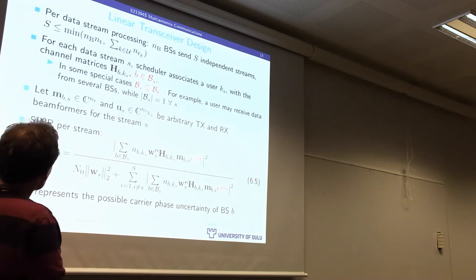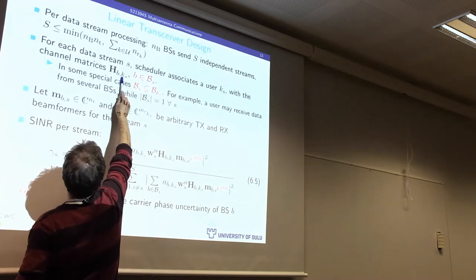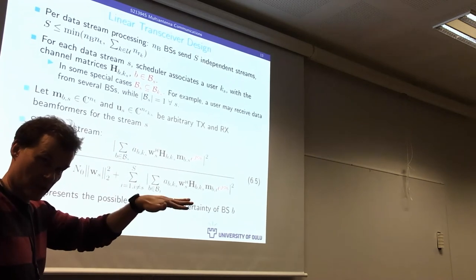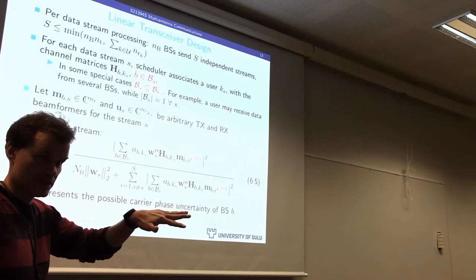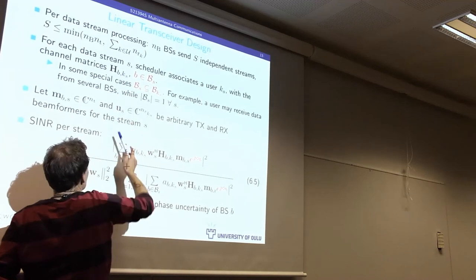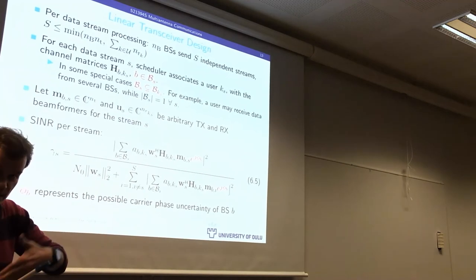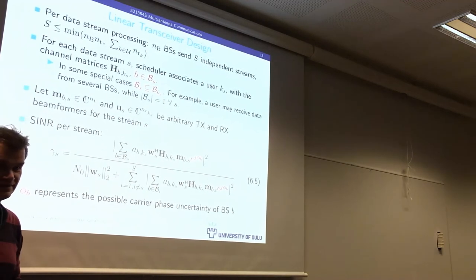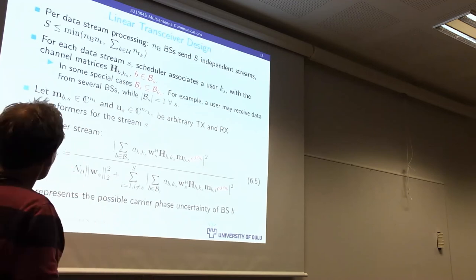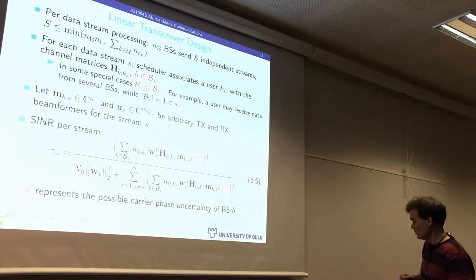Following more or less. And then we have a serving set for a given stream s. Of course, because we have a one-to-one correspondence between the user index and stream index, this is equivalent to P sub k, P sub k sub s. Complicated? Think about it.